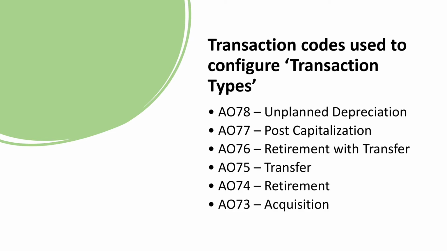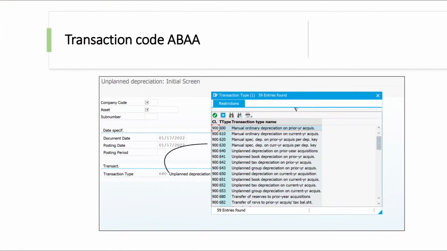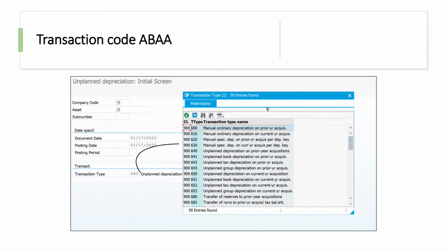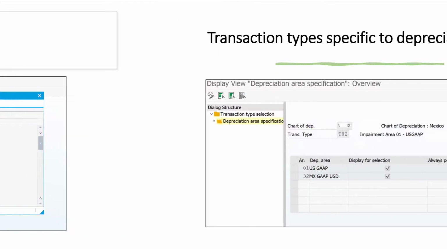Likewise, if you visit T code ABAA for unplanned depreciation and press F4 in the transaction type field, you will only be able to see transaction types that are configured in AO78 transactions, like we can see in this snapshot.